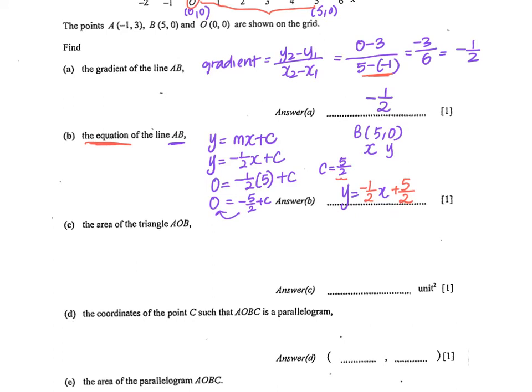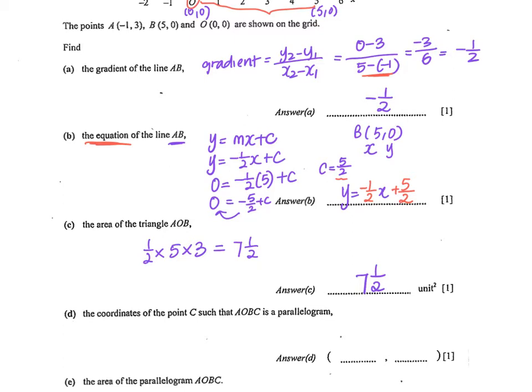So area of triangle will be half times base, which is 5, times the height, 3. So we get 15 divided by 2. Can you write it as a fraction or decimal or improper fraction? Since it's talking about area, should I leave it as a mixed number?